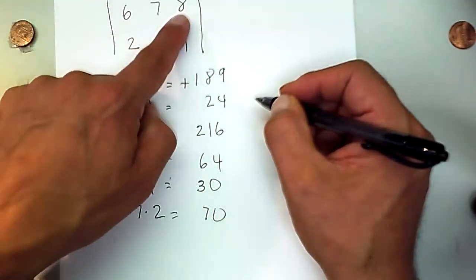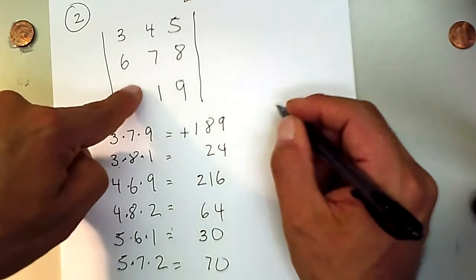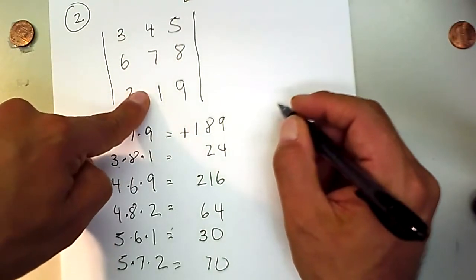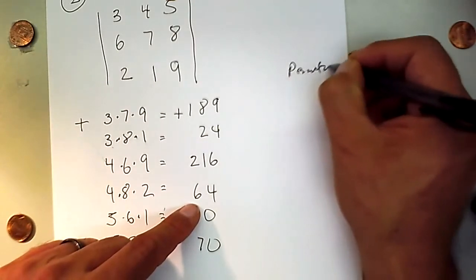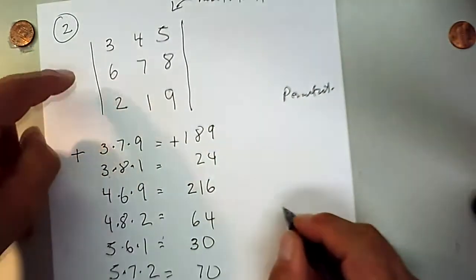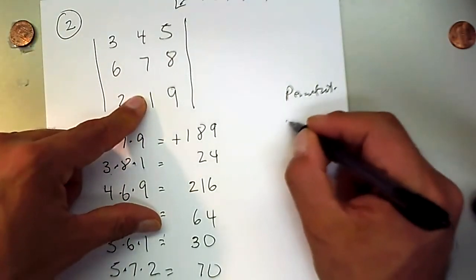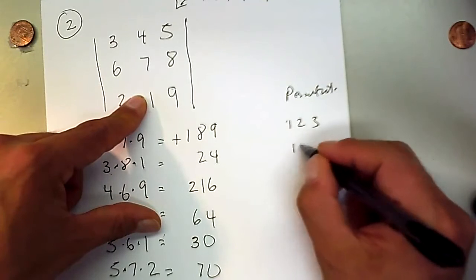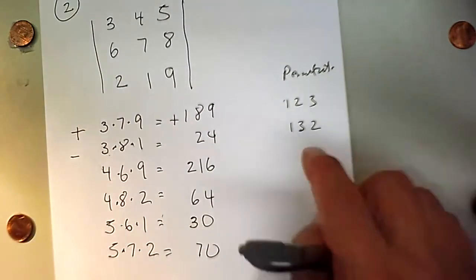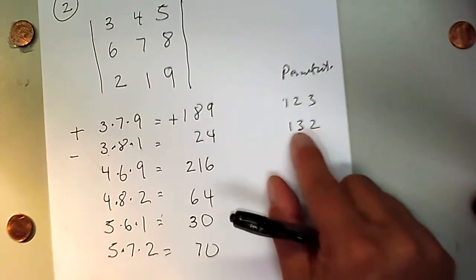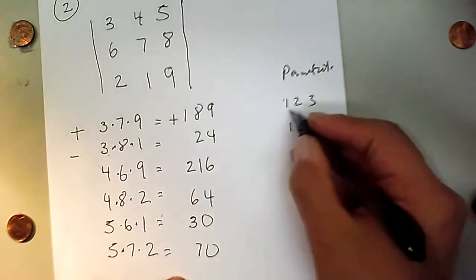3, 8, 1 is an odd permutation because that corresponds to 1, 3, 2. So I'm going to put the permutations here corresponding to how we're picking the elements. The first one was 1, 2, 3, which is even. 1, 3, 2 is odd, so we're going to have a negative. How do I know it's odd? Because it requires one swap, and then we end up with the original 1, 2, 3.